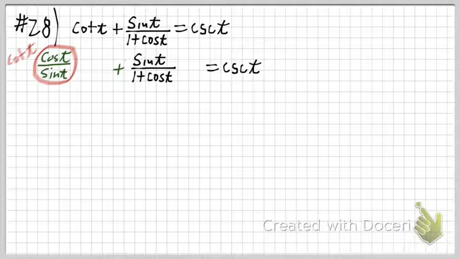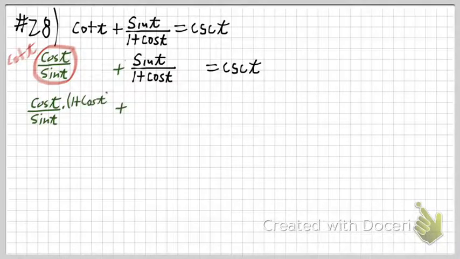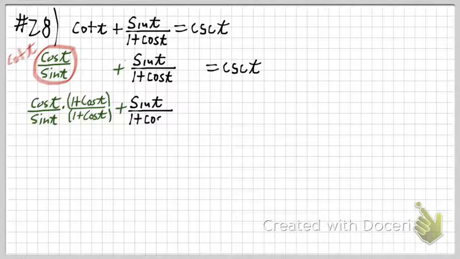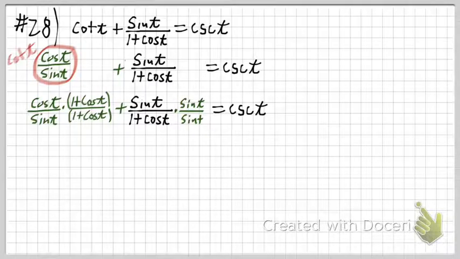All right, so my common denominator is going to be sine times 1 plus cosine t. So that means this first term, I'm going to multiply top and bottom by 1 plus cosine t. And then this second term, I'm going to multiply top and bottom by sine t. And the tops, I'm going to multiply together. The bottoms, I'm going to leave in factored form.